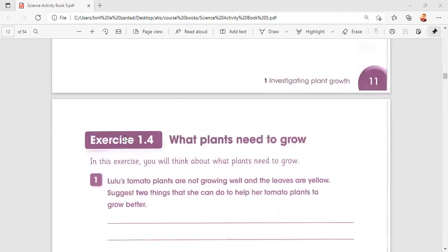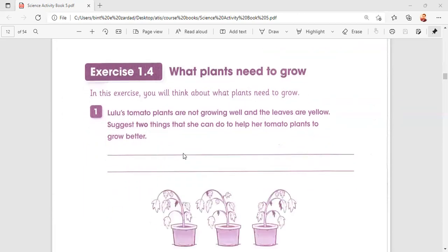Let's start the next lesson, lesson 1. What do plants need to grow? Until here, seed germination and everything about seeds, every topic is finished. Now the seed has germinated and changed into a new plant. What do plants need to grow? Now we are talking about the factors, the requirements, the needs for plant growth.